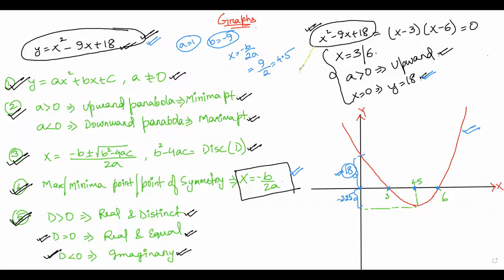Also, if we find out the discriminant for this quadratic equation, it would be b squared minus 4ac, that is, minus 9 squared minus 4 times 1 times 18. If we simplify this, it would be 9. So the discriminant is 9, which is greater than 0, so we can say that the roots are real and distinct. And from the graph also, we can see that the roots are real and distinct. So in this way, we can plot the graph of any such quadratic equation.